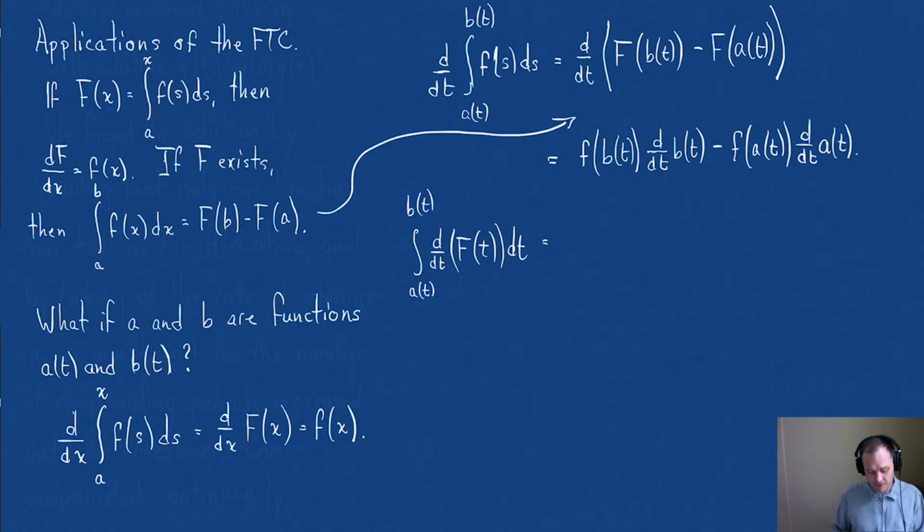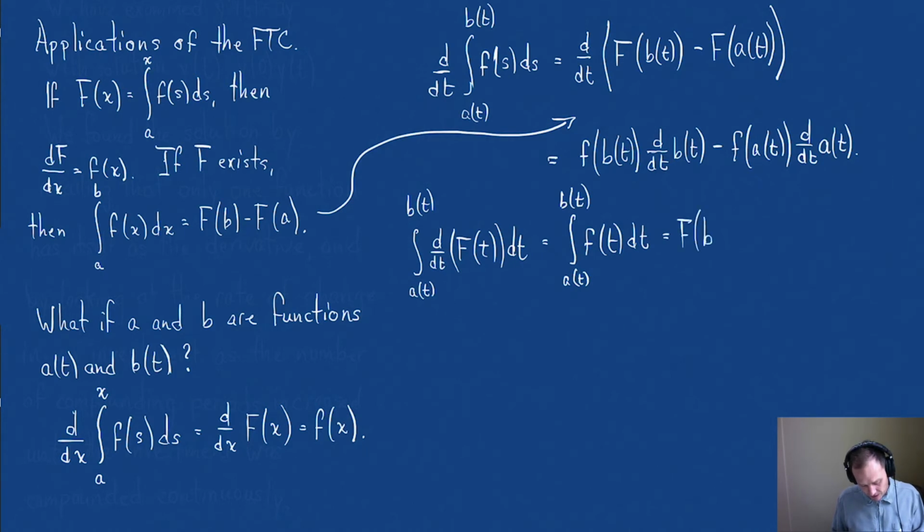Now we take the derivative of capital F. So this is going to be the integral from a of t to b of t. Now the derivative of capital F, that's lowercase f of t dt. But now you can use the fundamental theorem of calculus, and it says this is just capital F evaluated at b of t minus capital F evaluated at a of t. So notice that you actually get a different output when you do this.